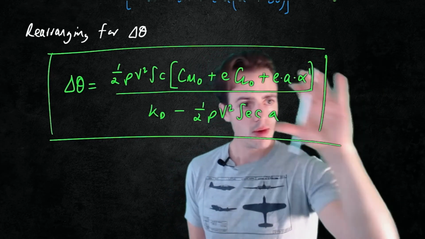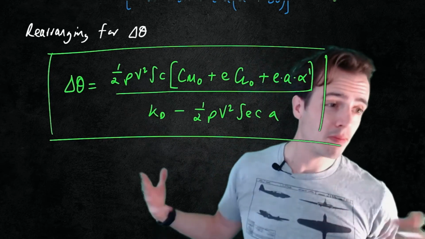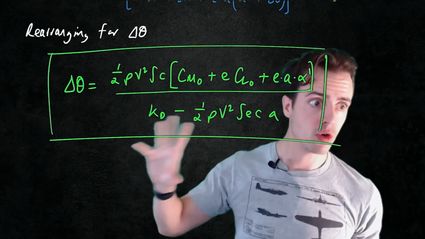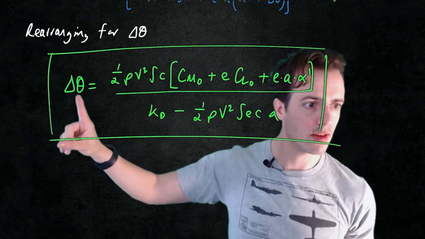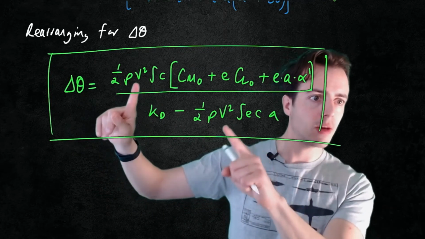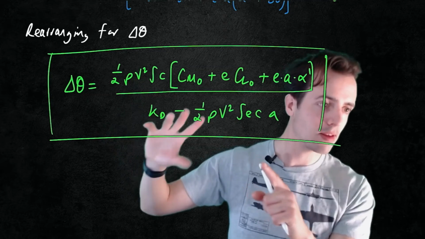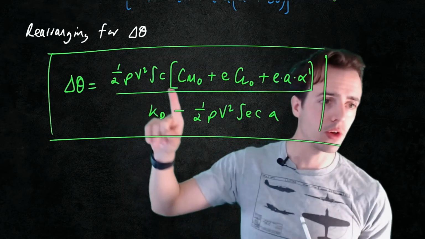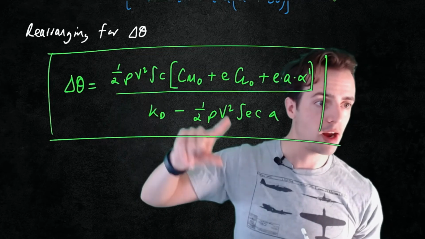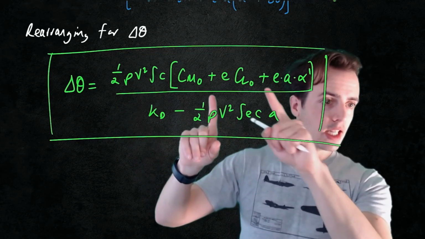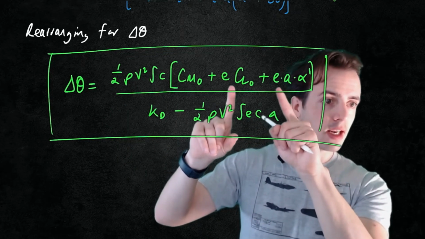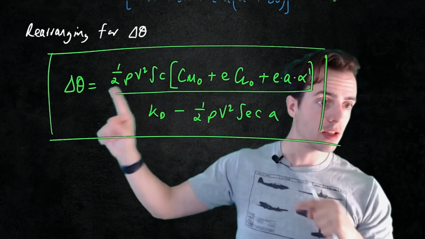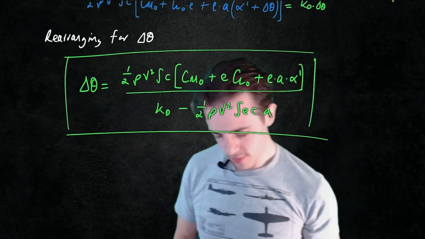So this is interesting. We can see immediately that the bigger KD is, the bigger the torsional stiffness, the lower this is going to be. But we can also see that it's going to be a complicated relationship of forward speed, because we've got forward speed in both the numerator and the denominator. And then we can see that the larger the elastic margin, the larger the delta theta is going to be.